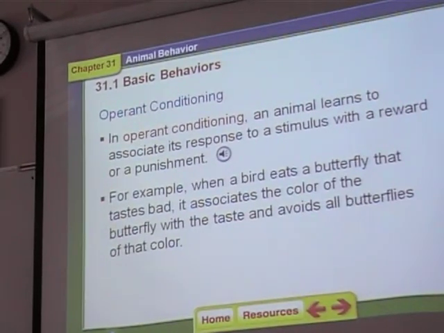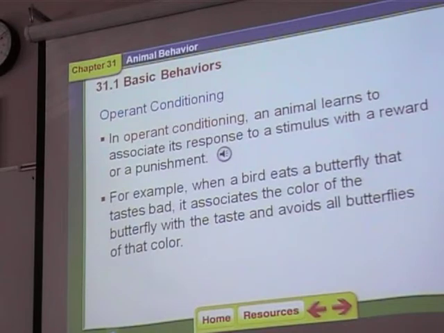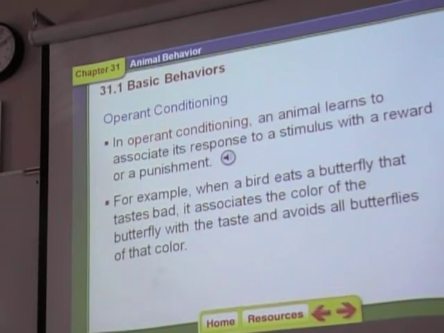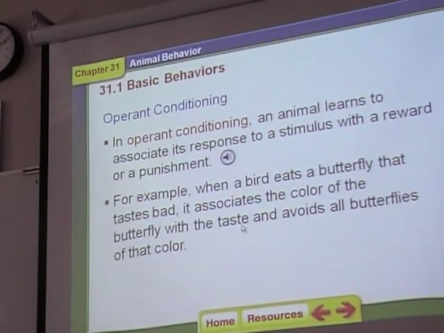Now, in operant conditioning, listen. In classical conditioning, we just present something like a bell with the food, and it learns that bell means food. But in operant conditioning, you associate things and you use rewards and punishments to either increase a response or decrease a response.